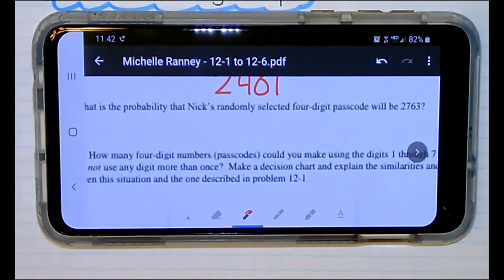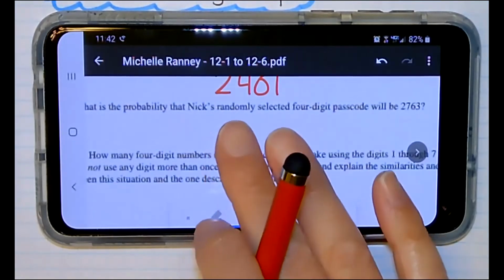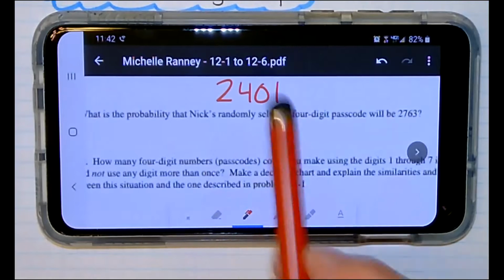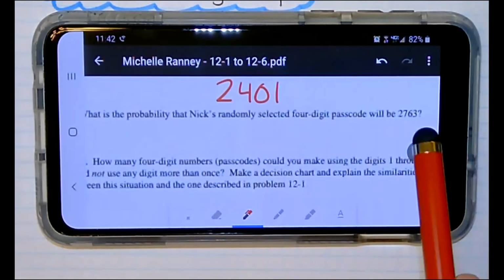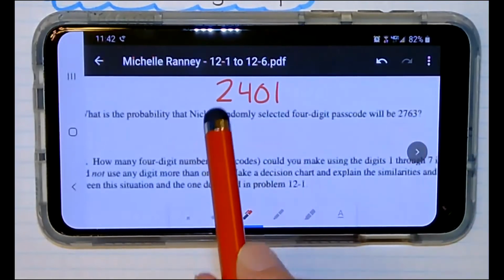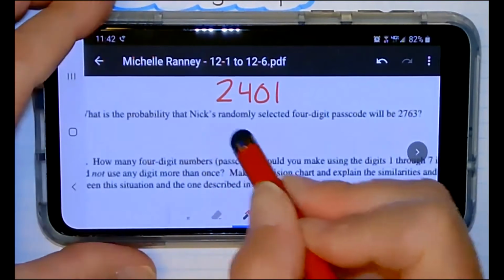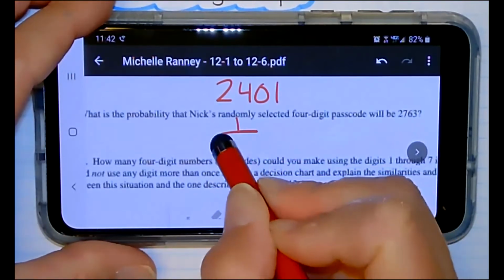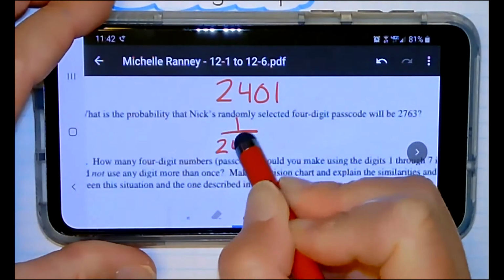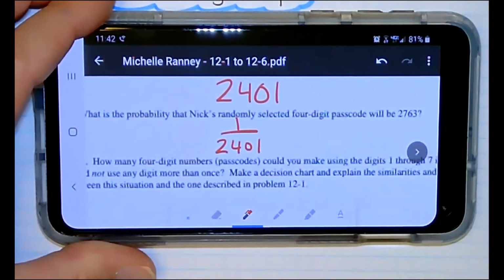The next question says, what is the probability that Nick's randomly selected 4-digit passcode will be 2,763? So we had 2,401 different passcodes. This is 1 out of the 2,401. So our answer is going to be 1 over 2,401, and that would be our answer.